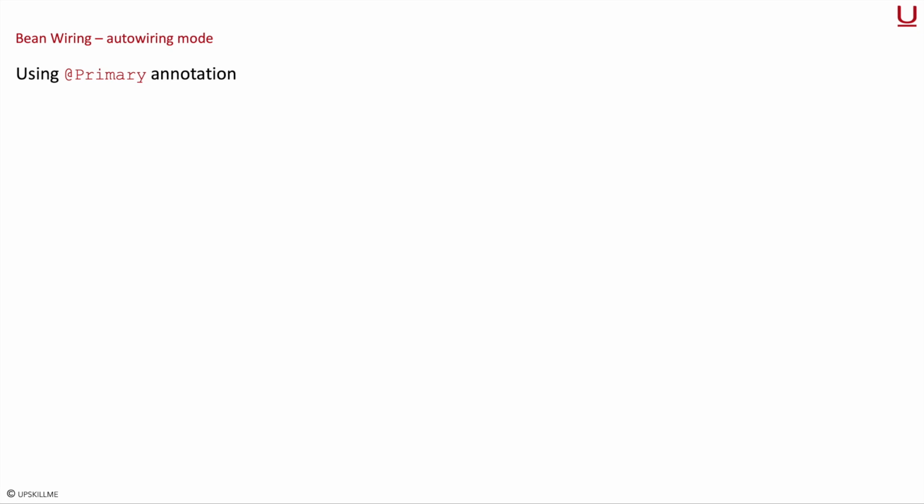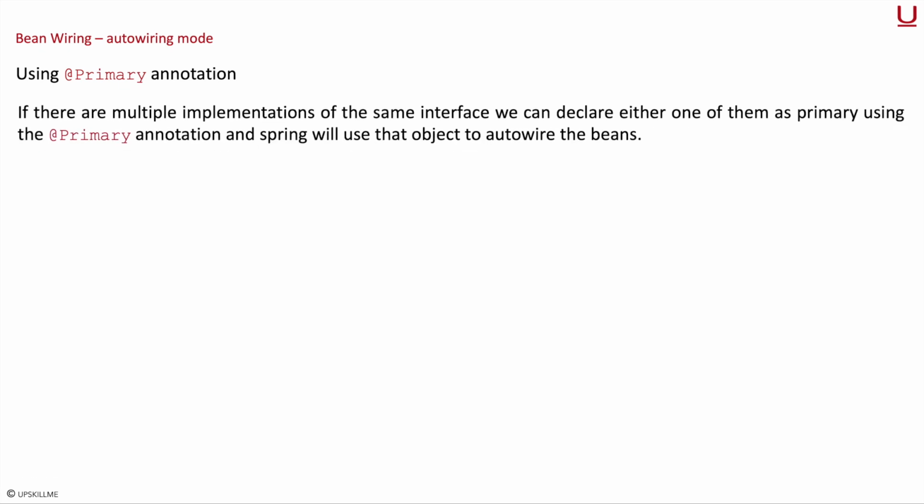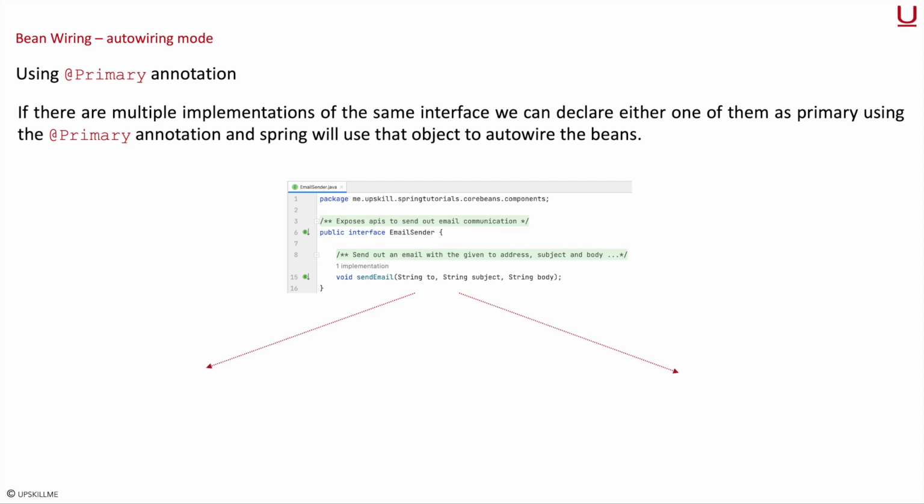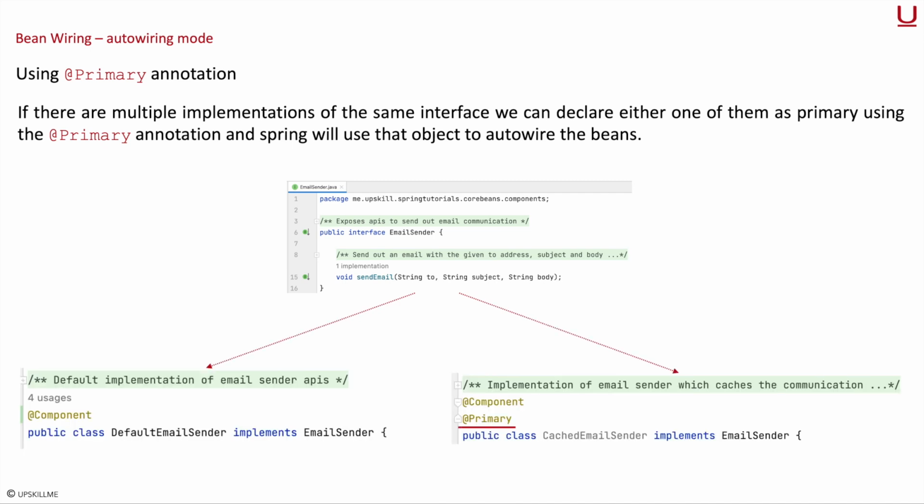The first one is using the Primary annotation. If there are multiple implementations of the same interface, we can declare either one of them as primary using the Primary annotation, and Spring will use that object to autowire the beans.